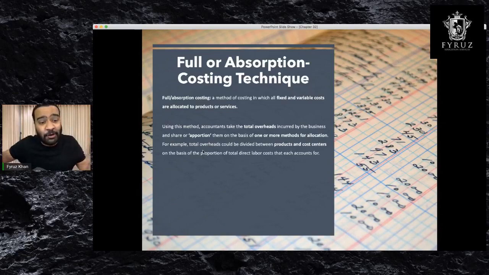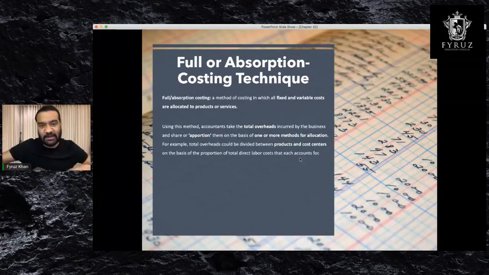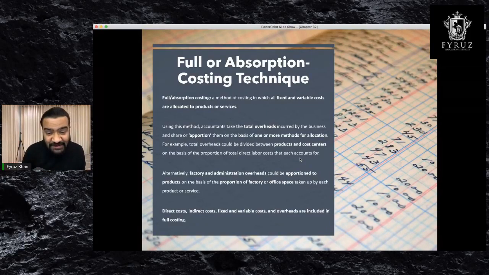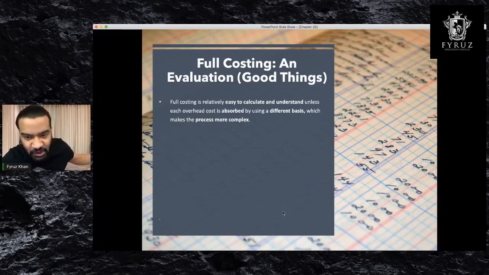Okay? And then you apportion them, you divide them, you take the cost from different sections. Let me see how much cost we have in wages, how much cost we have incurred in materials for this product, how much cost we have for rent for this product. You take all the cost, add up, apportion them, and then you have this full or absorption technique. Okay, full or absorption costing. So you take direct cost, indirect cost, fixed cost, variable cost, overheads, you take everything and you have full or absorption costing. Now, the good things about absorption costing is it's easy to calculate, it's easy to understand.